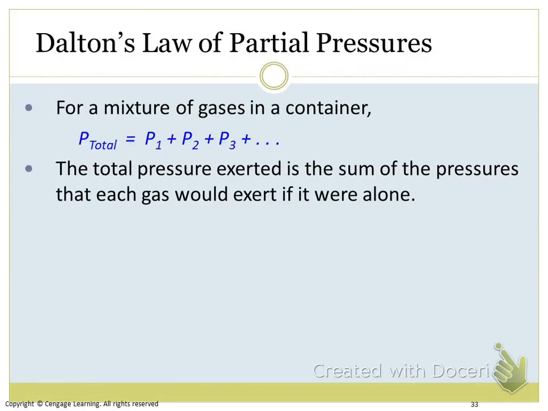Now we're going to move on to something called Dalton's law of partial pressures. All it says is that if we have a mixture of gases in a container, you find the pressure of each individual gas, and then you add them together. That would give you the total pressure of the system, of all these things mixed together.